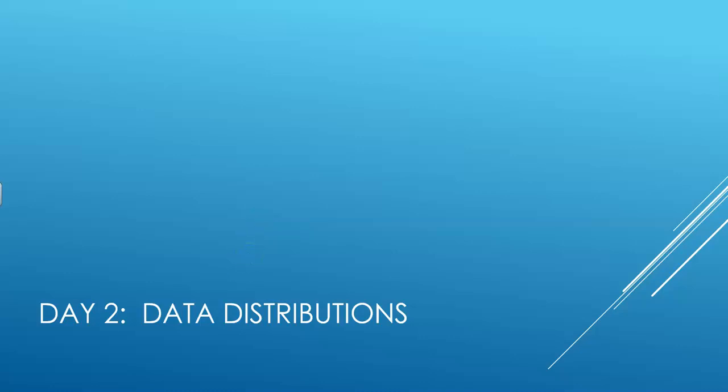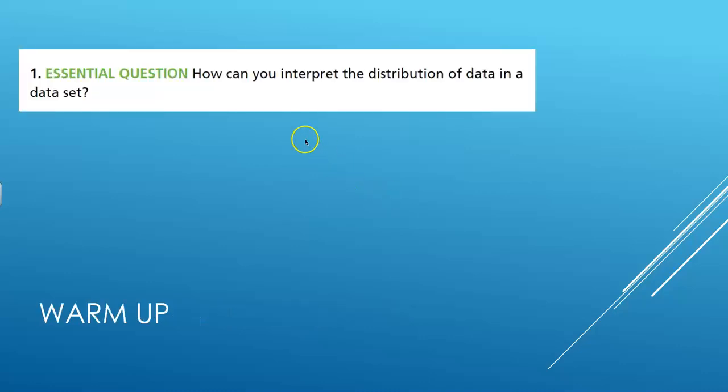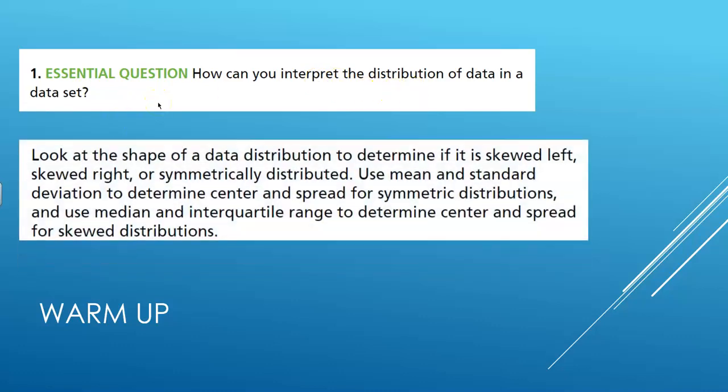2 of 11B, data distributions. Warm-ups here. How can you interpret the distribution of data in the data set? It's skewed left or right or symmetrically distributed. We can analyze what that means as far as the relationship between the mean and the standard deviation for symmetric ones, and the median and the interquartile range. We can use those to determine center and spread for skewed distributions.